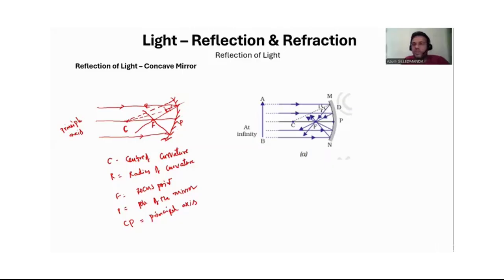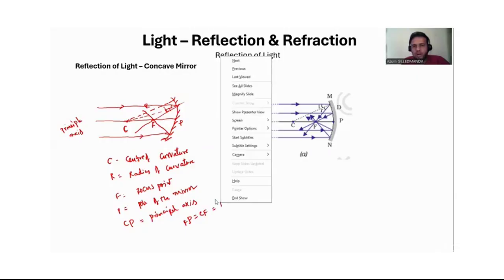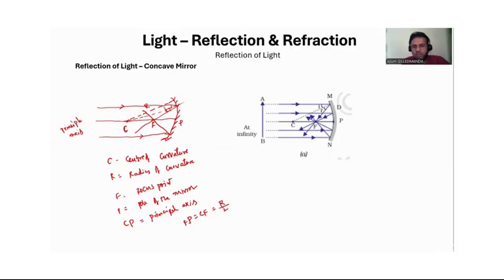You understood? And also there exists a relation here. CP is the radius, right? CP equals R, and F is the midpoint between C and P. So this distance PF is equal to this distance CF. So CF or FP is R by 2.